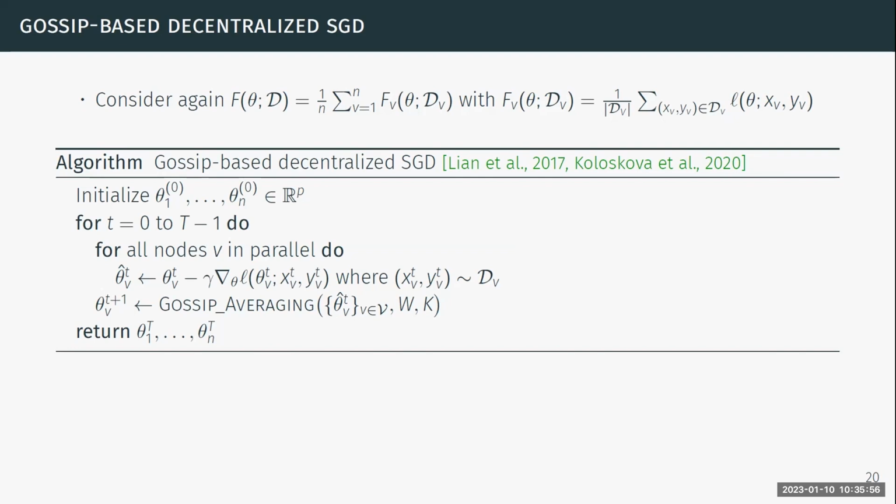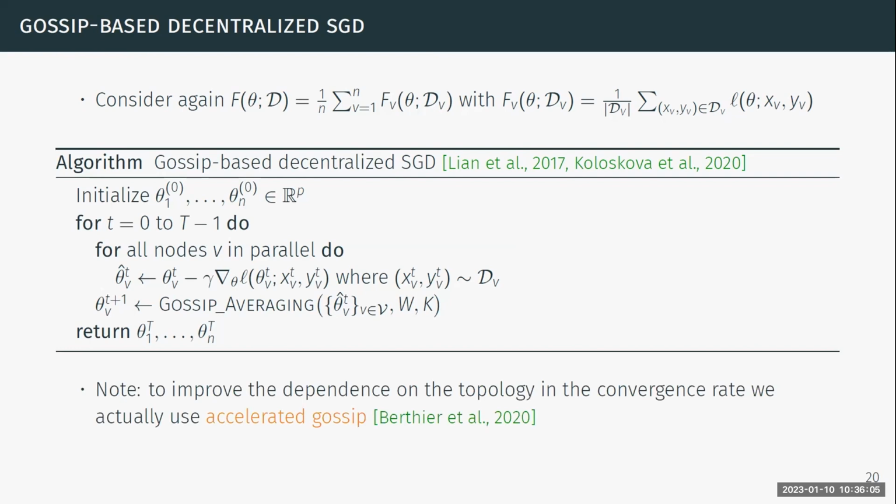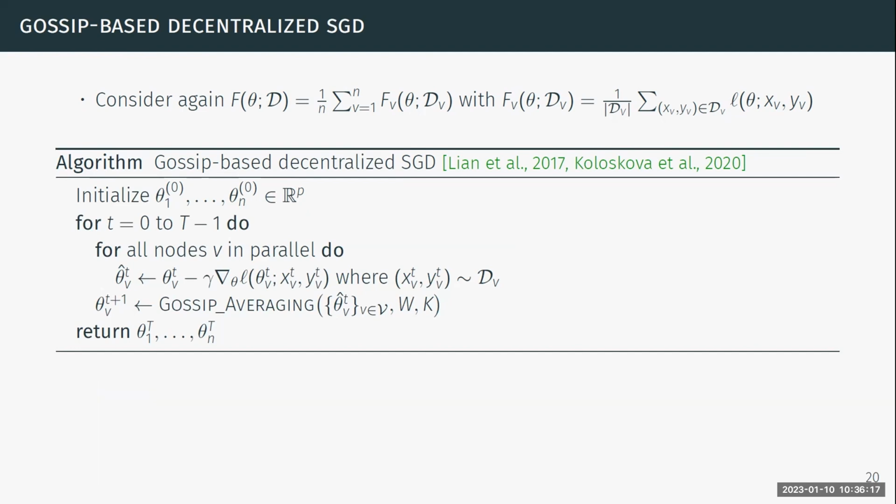Of course, you can do only one step if you want, or you can do multiple steps of gossip averaging. Okay, so it's very simple. It's intuitive, right? And also quite simple to implement. In practice, there are accelerated versions of gossip that you can use, but I'm just going to skip that. So this is the non-private version of gossip decentralized SGD, right?